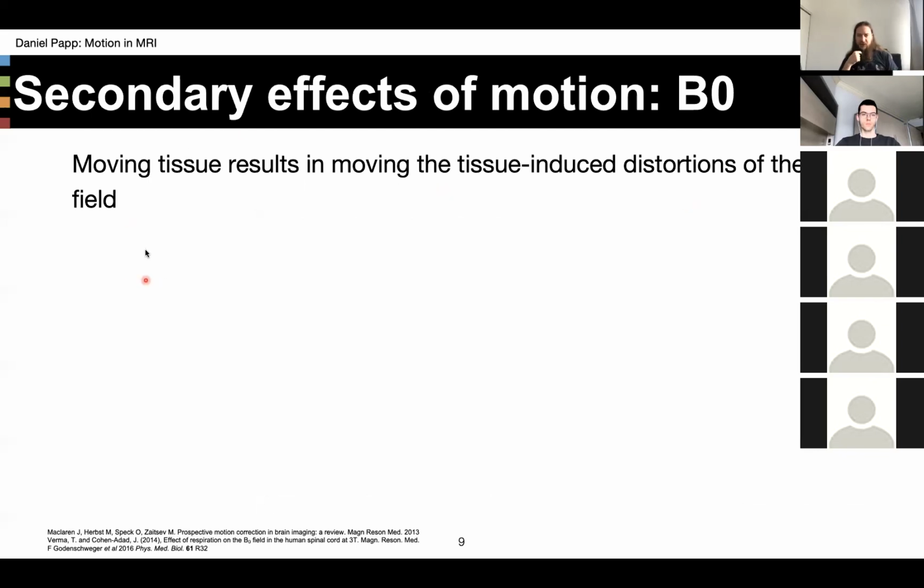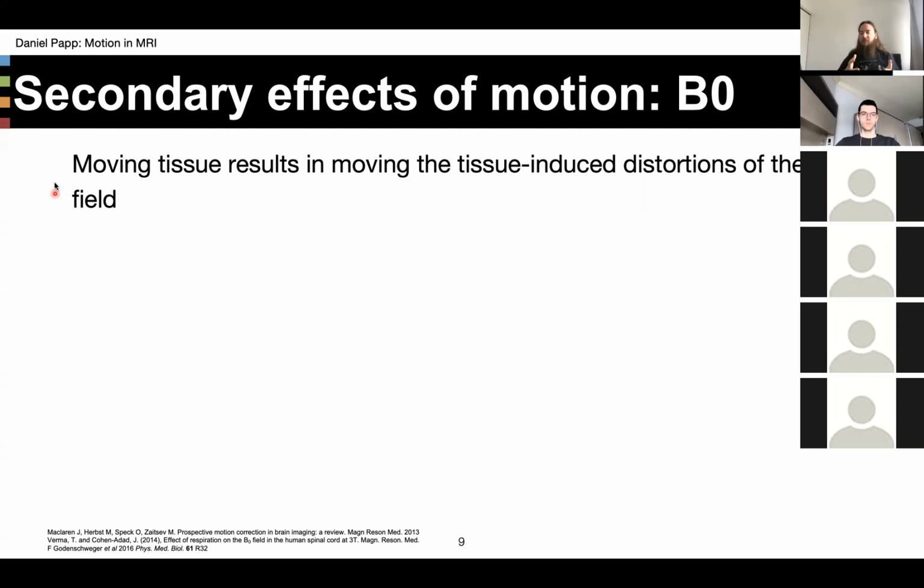Okay, so let's move on to the secondary effects. And there's a couple of those. The first one I want to mention is that what we do in MRI is we put a lot of work into having our B0 field be exactly what we want it to be at exactly the position where we want it to be. That's how we do our encoding.